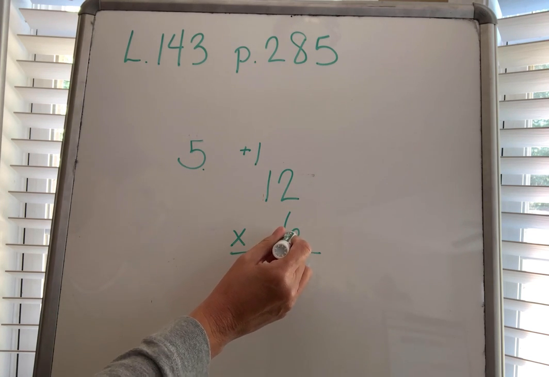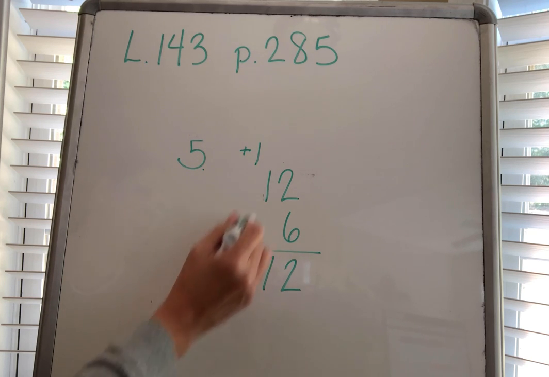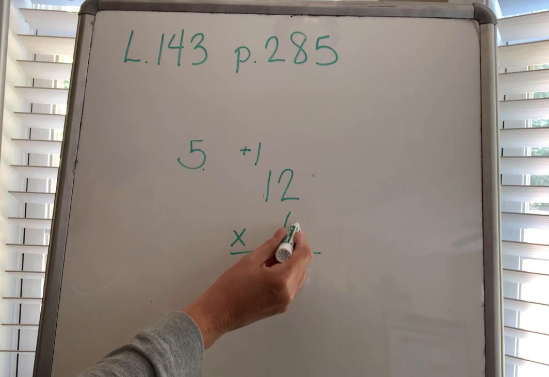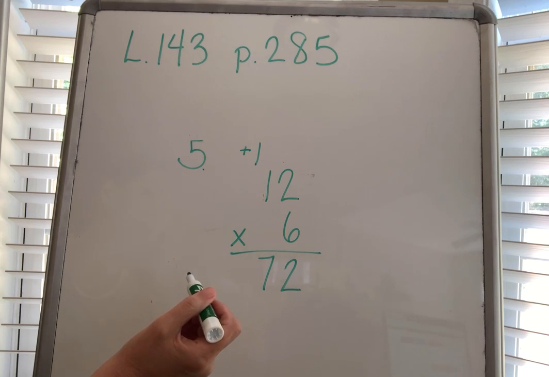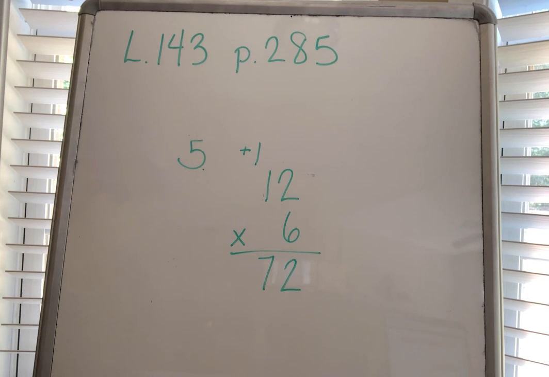So we want to multiply 6 times 1, because there's our multiplication sign, but then we're going to add that number that we carried. We had to carry that from the ones place to the tens place. So it gets added. It does not get multiplied, all right? So 12 times 6 equals 72.